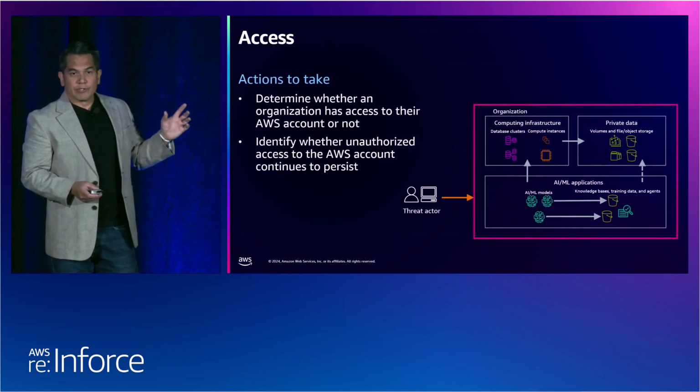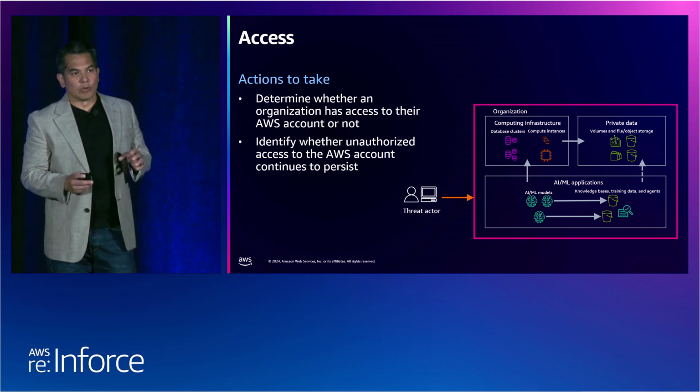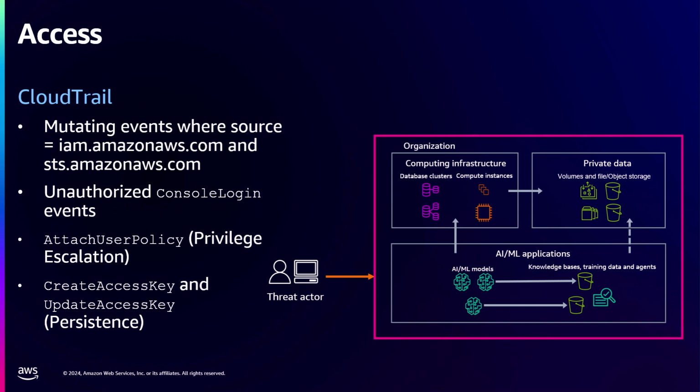The first thing you want to do, again, access is the first element. So we're going to take a look at whether the organization has access to their environment or not, and identify whether unauthorized access to the account continues to persist. When we're conducting investigations, we're primarily looking at the data plane and control plane. With control plane actions, the majority of those are going to be logged in CloudTrail.